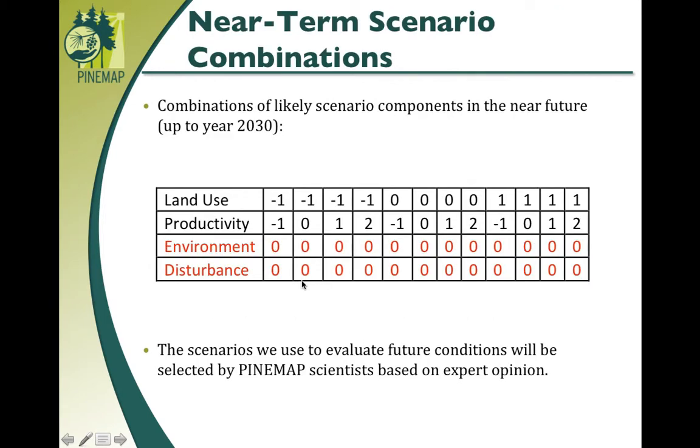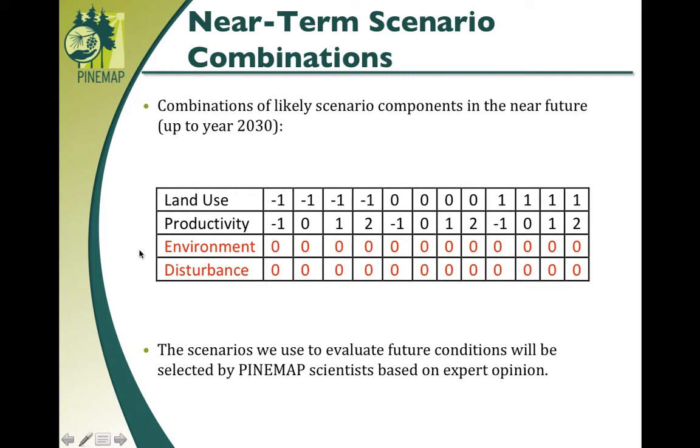Okay, let's get to some of these scenario combinations. So we're talking about the near term now, 2030. That's 16 years away. Want to increase carbon sequestration in loblolly pine plantations in the next 16 years by 15%. How do we do that, and what factors are important?